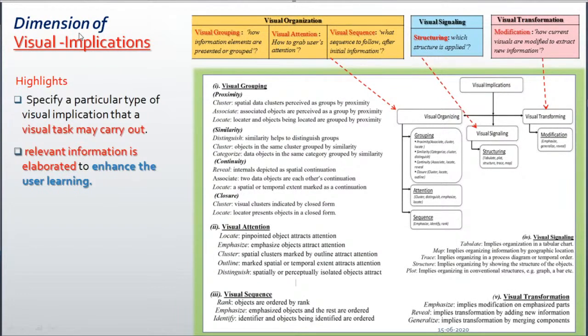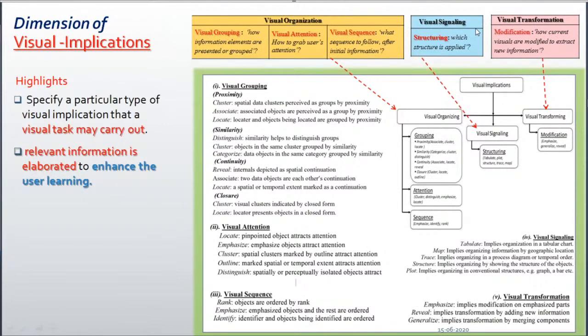The second part of visual implication is visual signaling. Signaling means whatever structure you are adopting, right? Suppose in a GUI, you have simply portrayed three blocks, three simple vertical tiles. So you are adopting a tile representation. This structure for the data also has some importance. So you need to understand what is the most appropriate structure for plotting my data.